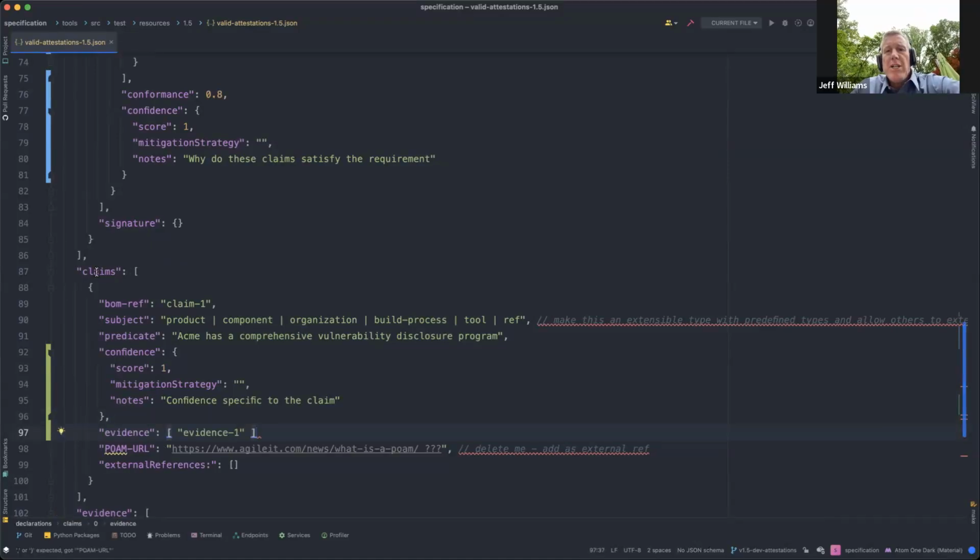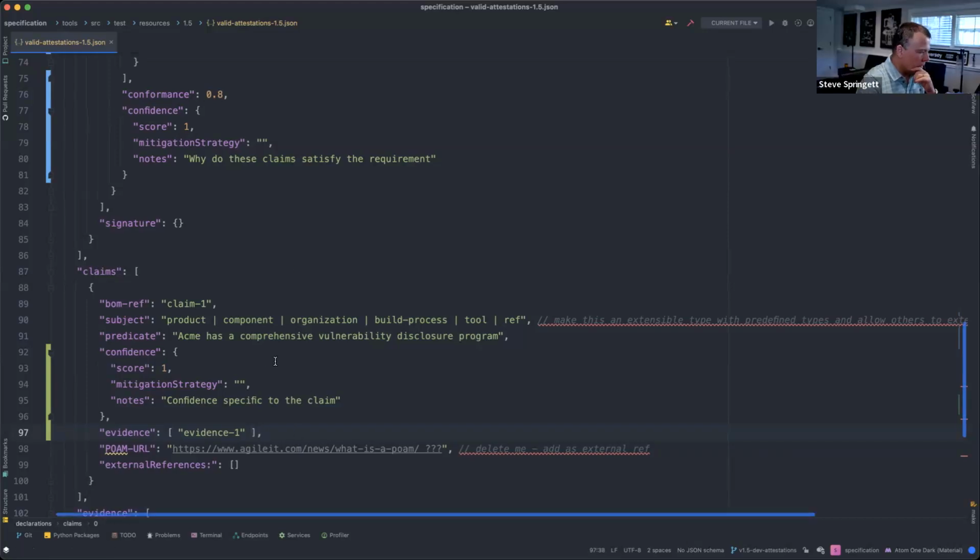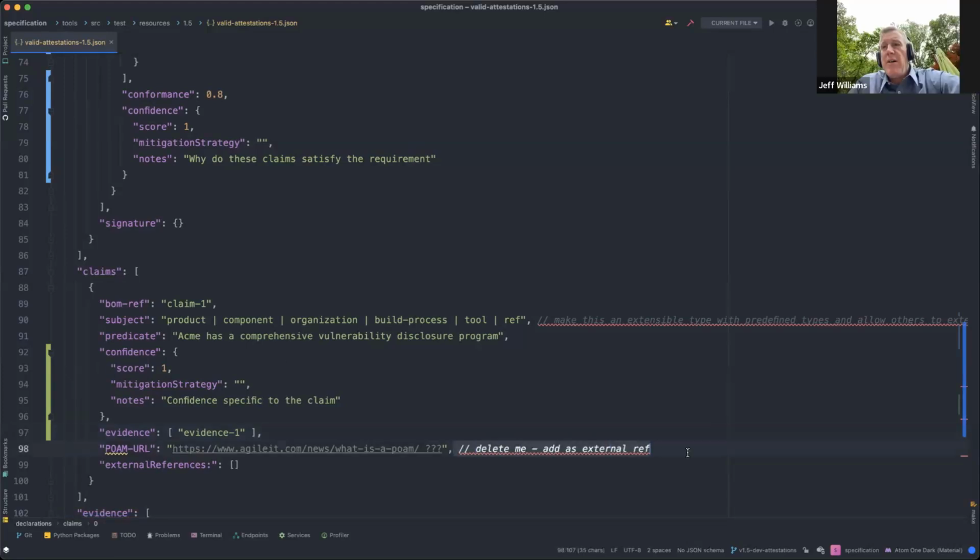I would just put positive evidence and negative evidence here under the claim. Like, this is the claim, and there's some supporting evidence and some evidence against it. And then it's up to the assessor to say whether it actually satisfies the requirement, even with that whole complete body of evidence.